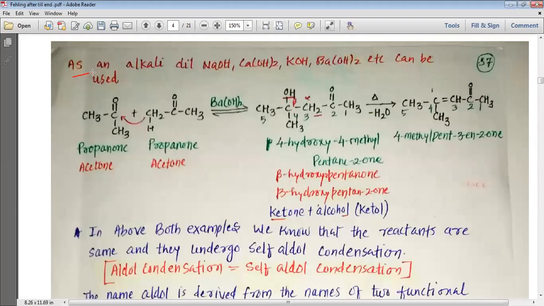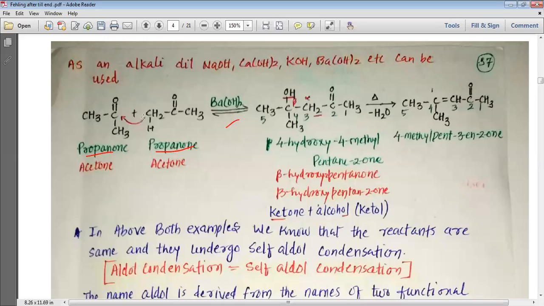As an alkali, we can use dilute sodium hydroxide, calcium hydroxide, potassium hydroxide, barium hydroxide, and other alkalis which are water soluble bases. Now, my dear students, we are going to understand the same kind of reaction between two propanone molecules. You can see that I have represented these two propanone molecules in a different manner, and this is how the propanone undergoes the reaction with each other in the presence of barium hydroxide.